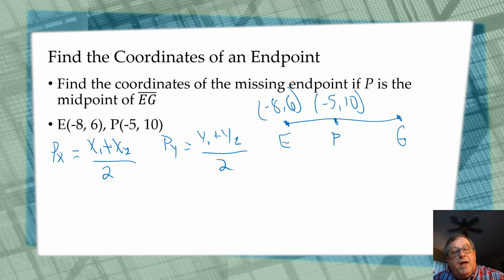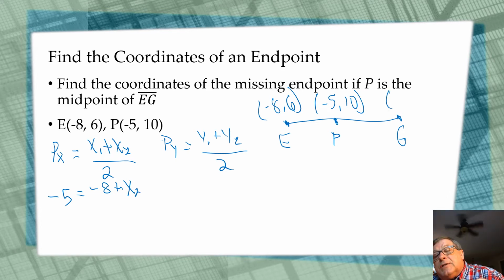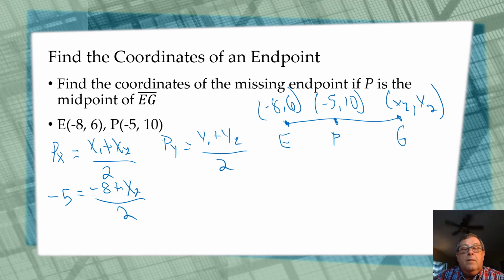Now, in this case, P of X would be -5, and that would be equal to X1, which is -8, plus X2. Let me put over here on G, we would say X2, comma Y2, all over 2. And we want to find what the value of X2 is. Well, I got -5 equals -8 plus X2 over 2. And if I wanted to solve this, I'm first going to multiply both sides of this equation by 2. That would clear out my denominator.